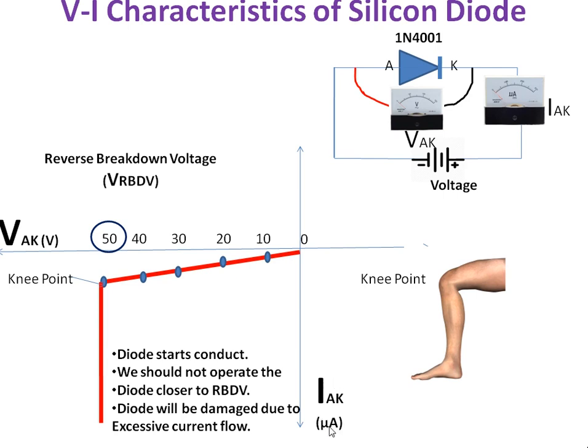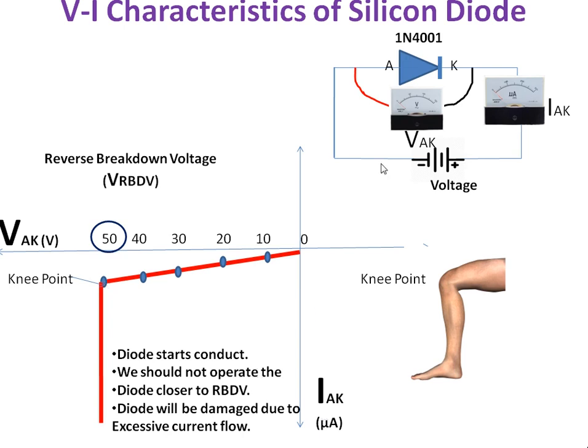Here I am using only a microampere ammeter, because the reverse current, the current flowing through the diode in reverse bias, is very small when compared to forward bias. During forward bias we used a milliammeter, but here it is a microammeter. It means the number of electrons crossing from cathode to anode is very small compared to forward bias. That's why I am using a microammeter. And this point is the knee point.